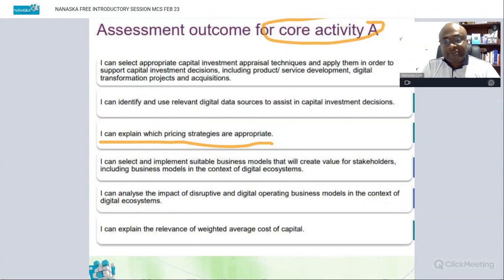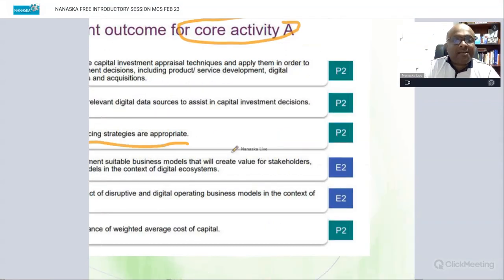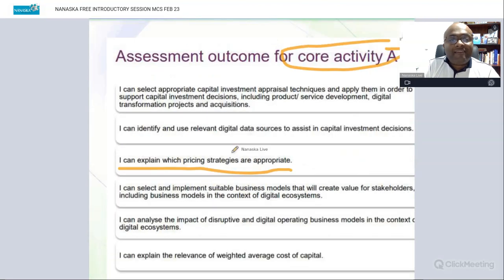Core activities are again divided into sub areas. I can select appropriate capital investment appraisal techniques. Very good, a theory question. Capital investment appraisal techniques come from P2. Can you remember NPV, IRR, payback, discounted payback, ARR? Those methods can be tested. That is again coming from core activity A.